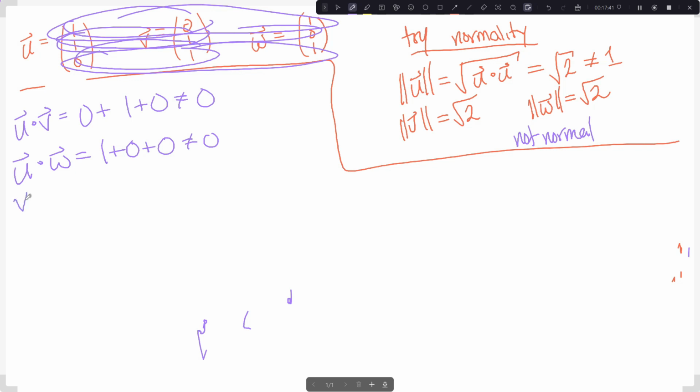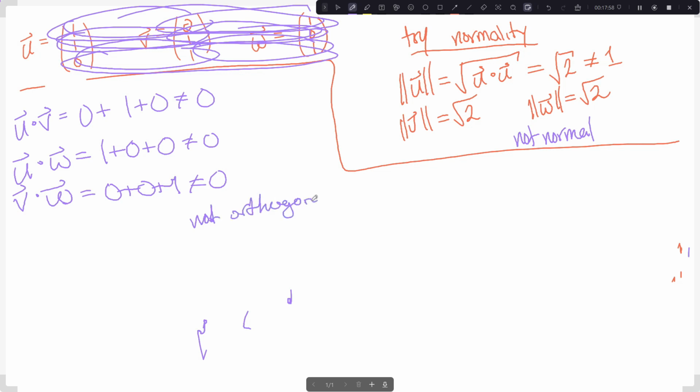And then V dot W gives me 0, 0, and 1, which is still not equal to 0. So we're definitely not orthogonal either. And yet we are still a basis, right?